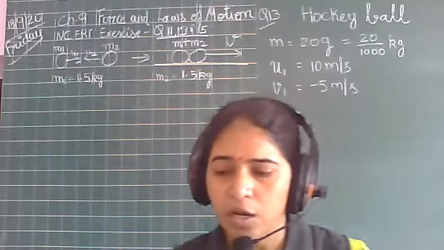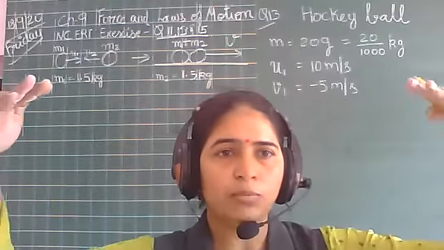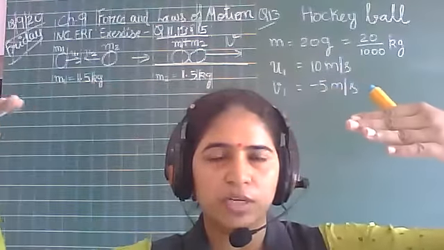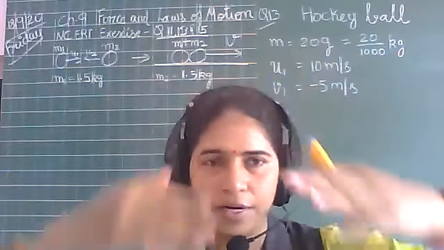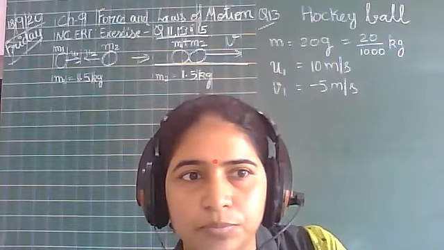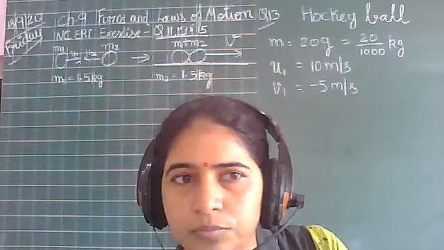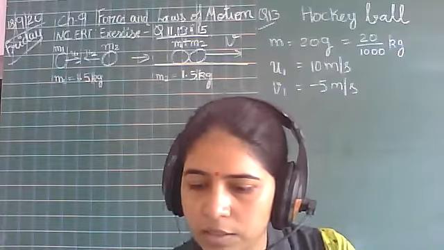This is the first line. Moving in the straight line but in opposite direction. So they are moving towards each other. So one is moving towards left, other is moving towards right. So they are about to collide, right? So they are moving in opposite direction.